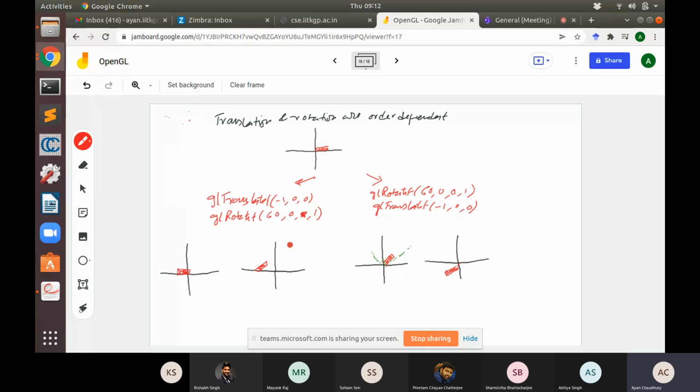So you see that these two results are not the same. That means rotation and translation are order dependent in OpenGL. This happens because of this feature of OpenGL, where it heavily relies on the local coordinate system.